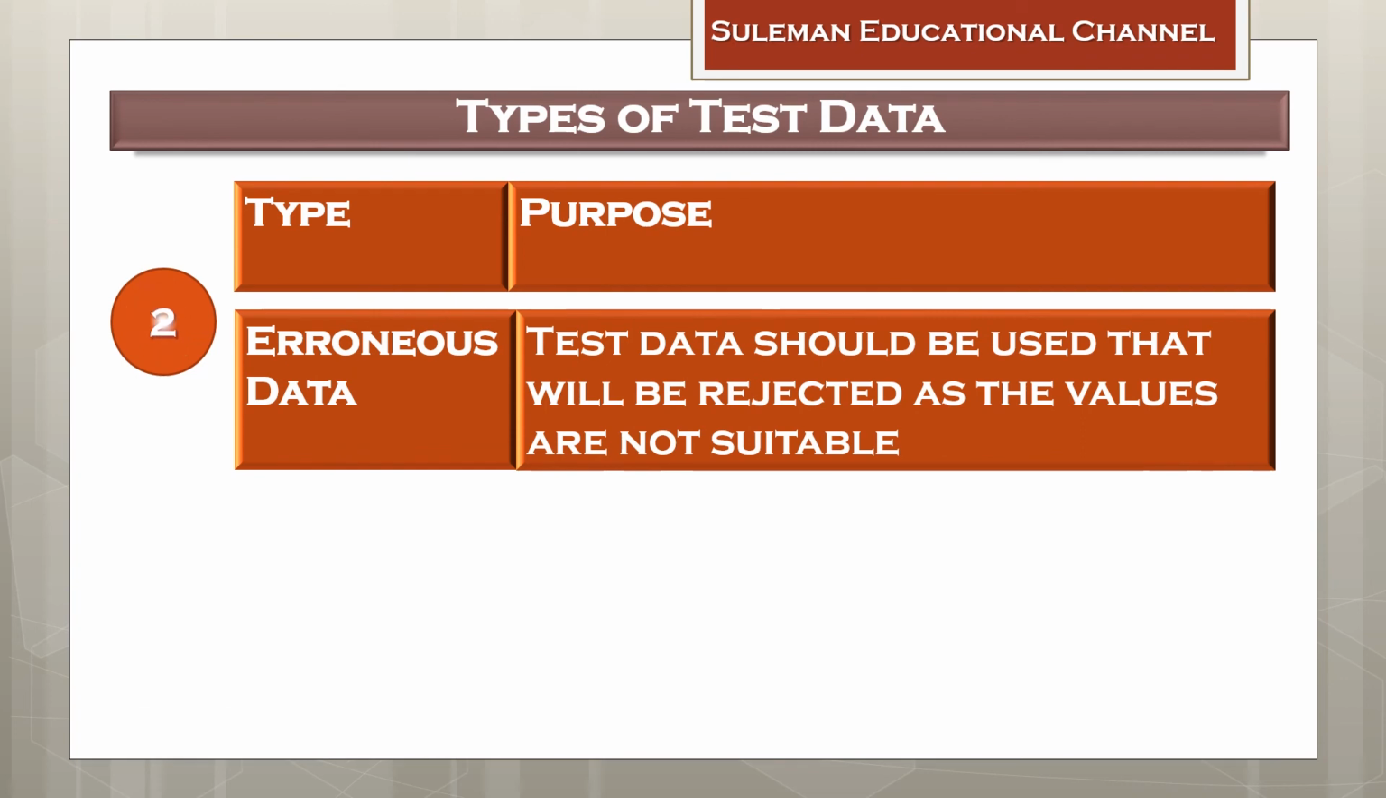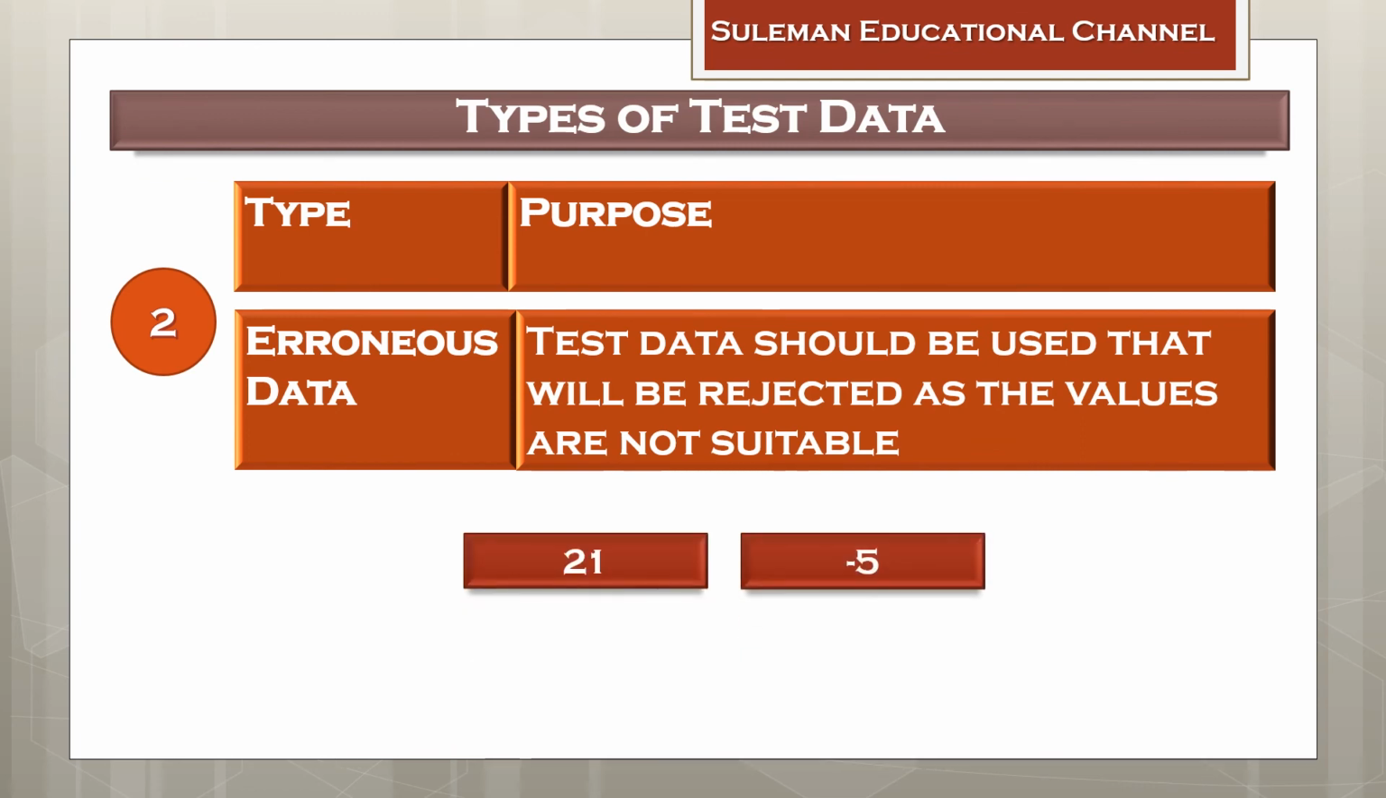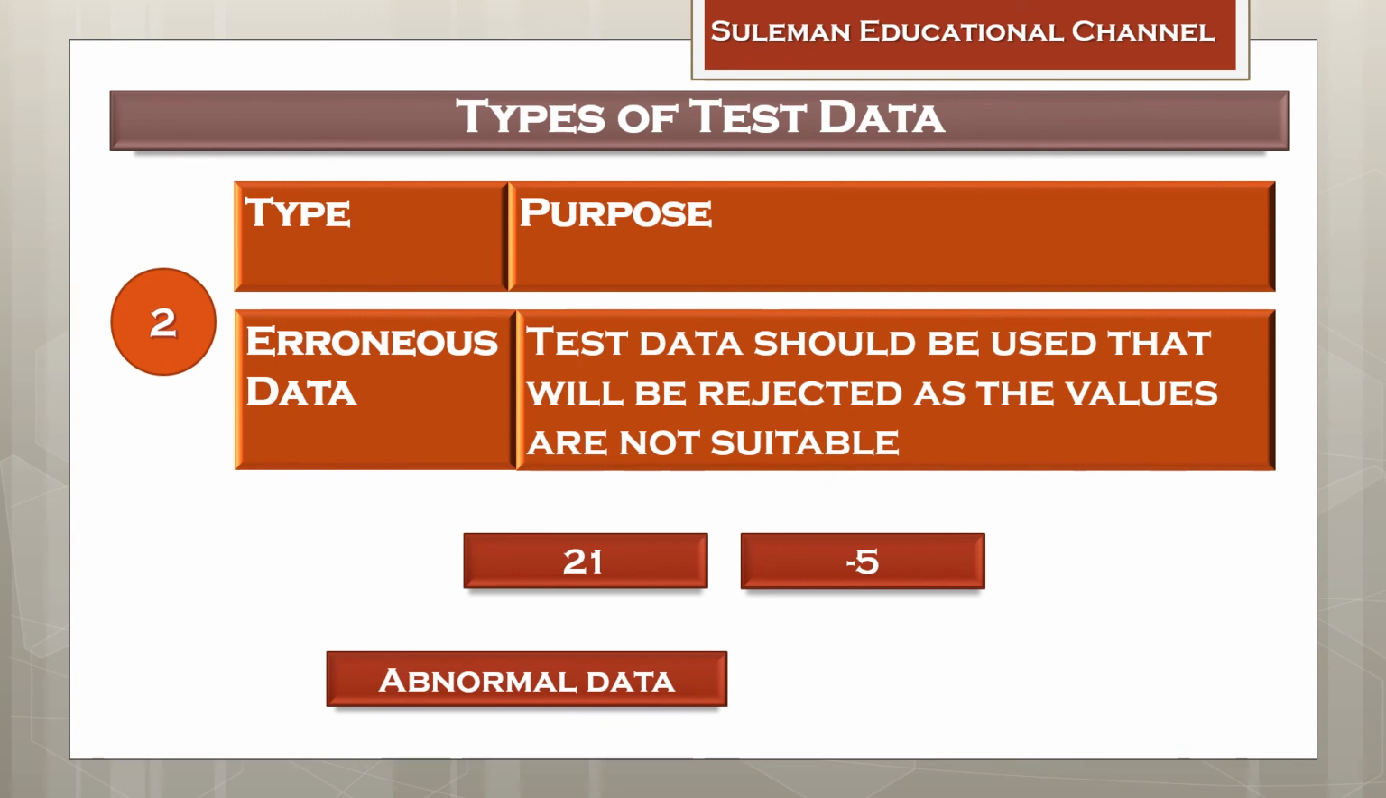The second type is the erroneous data. In this, the value should be rejected. For example, 21 and minus 5 are erroneous test data because the test marks cannot be negative and cannot be greater than 20. Erroneous data is also called abnormal test data.